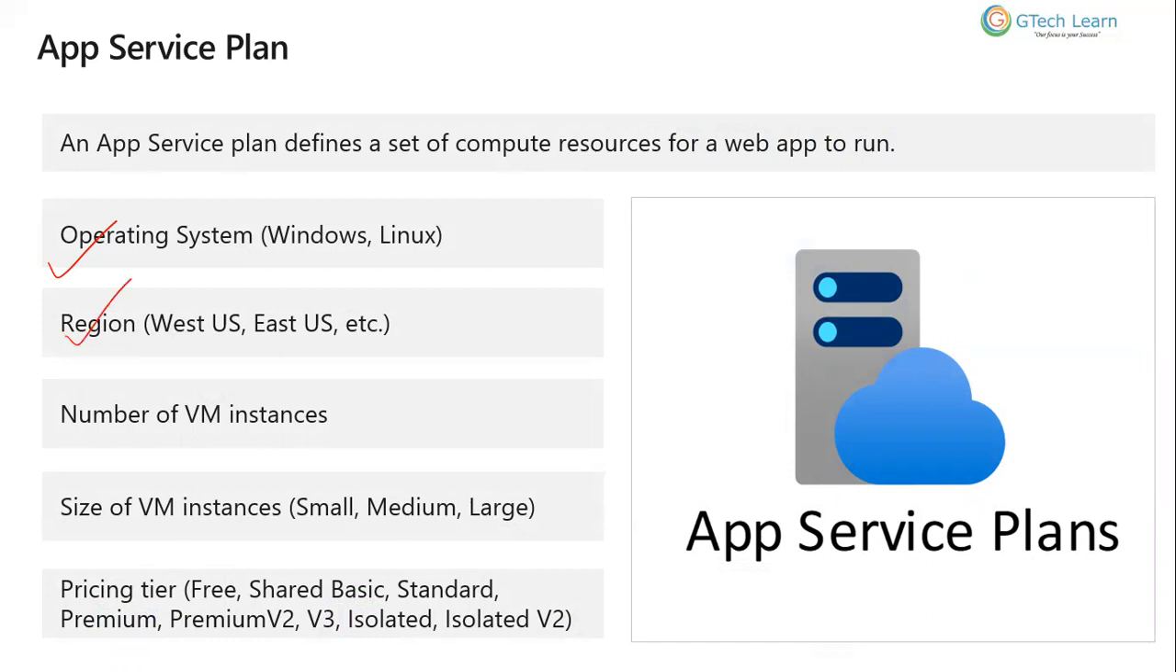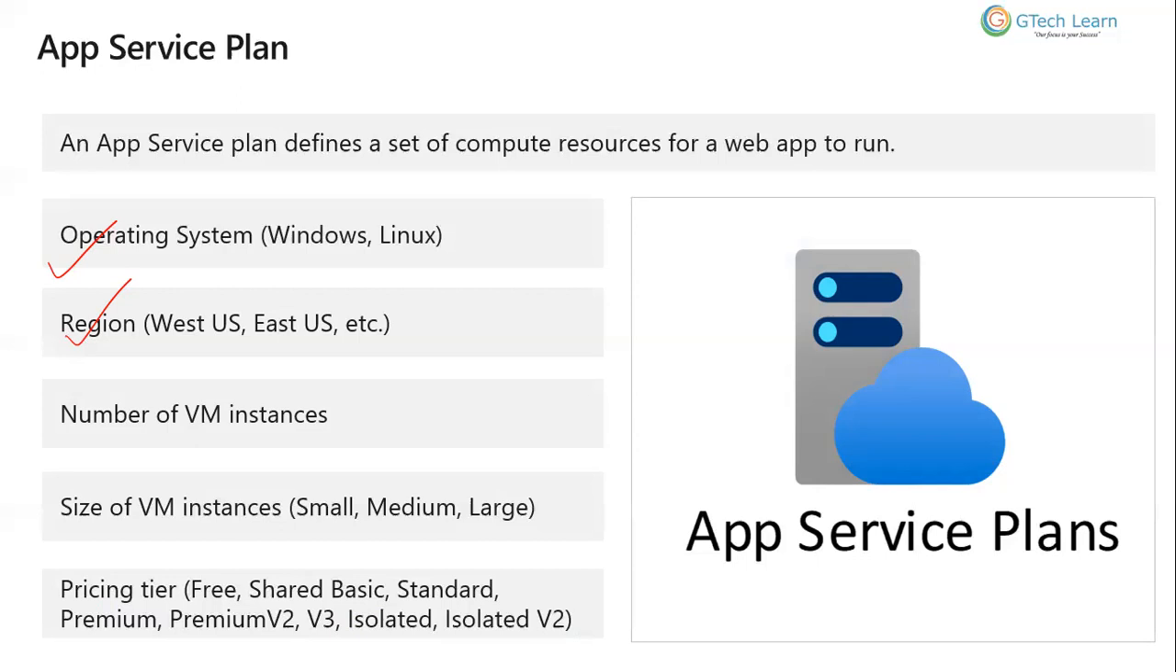In our app service plan, we have multiple instances available. We can also manage the size of the VM instance present in our app service plan, like small, medium, and large. Multiple pricing tiers are also available in the app service plan, like free, shared, basic, standard, premium, premium V2, premium V3, isolated, and isolated V2.